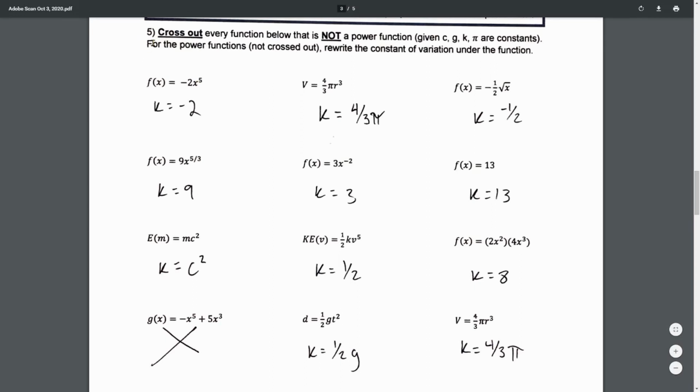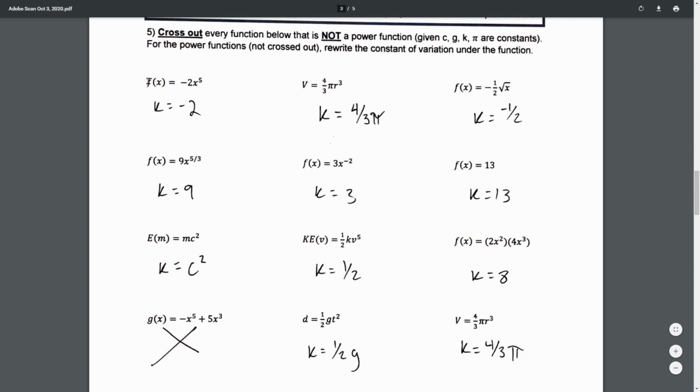Okay, so for number 5, we're asked to cross out every function below that is not a power function, given that c, g, k, and pi are all constants. For the power functions that aren't crossed out, rewrite the constant variation under the function. So a power function is just when we have a variable and we are raising it to a certain power, and nothing else. So we can't have any additional things. It's just the variable raised to a certain power, and we are allowed to have a constant.